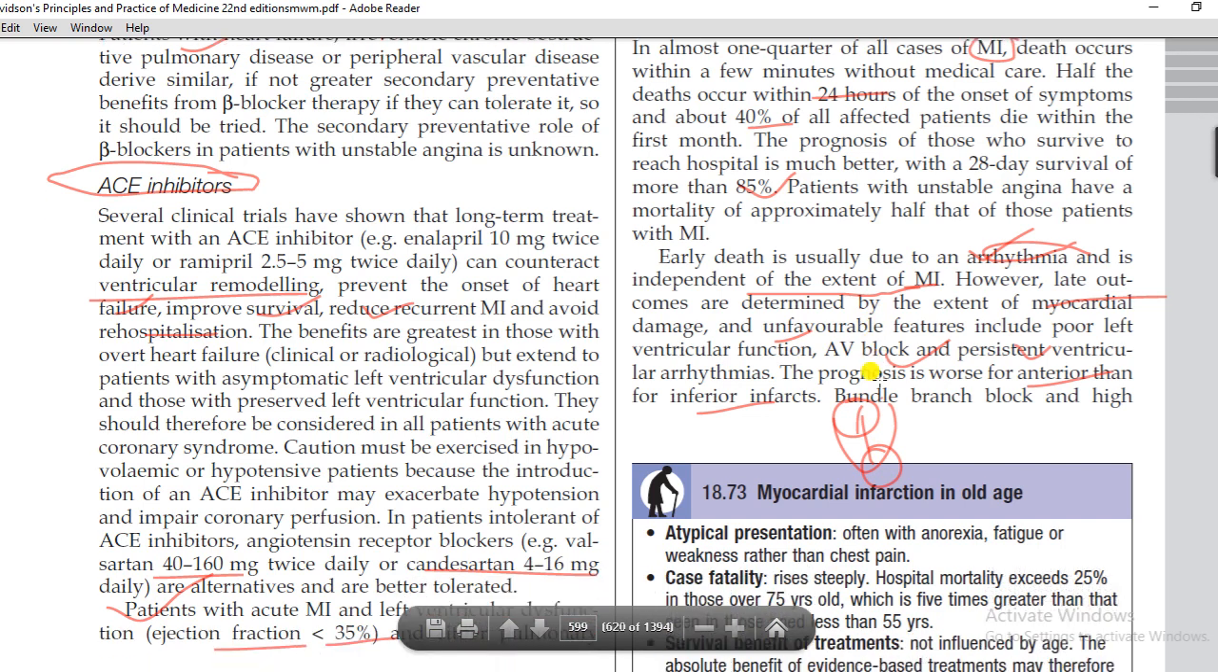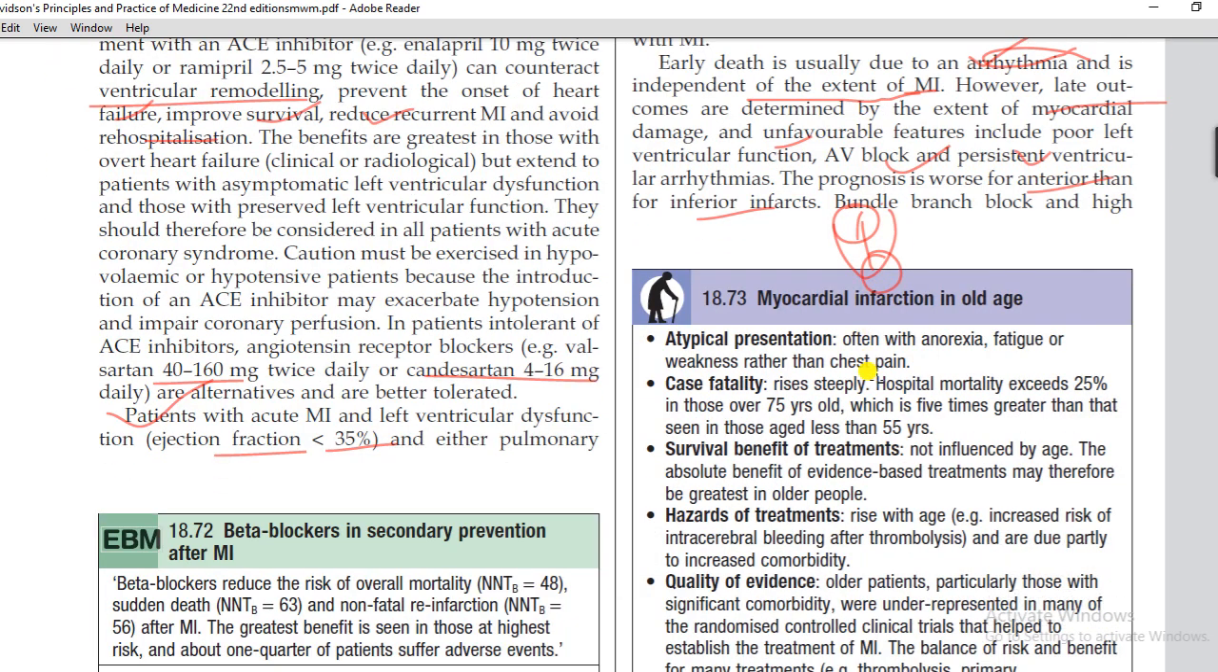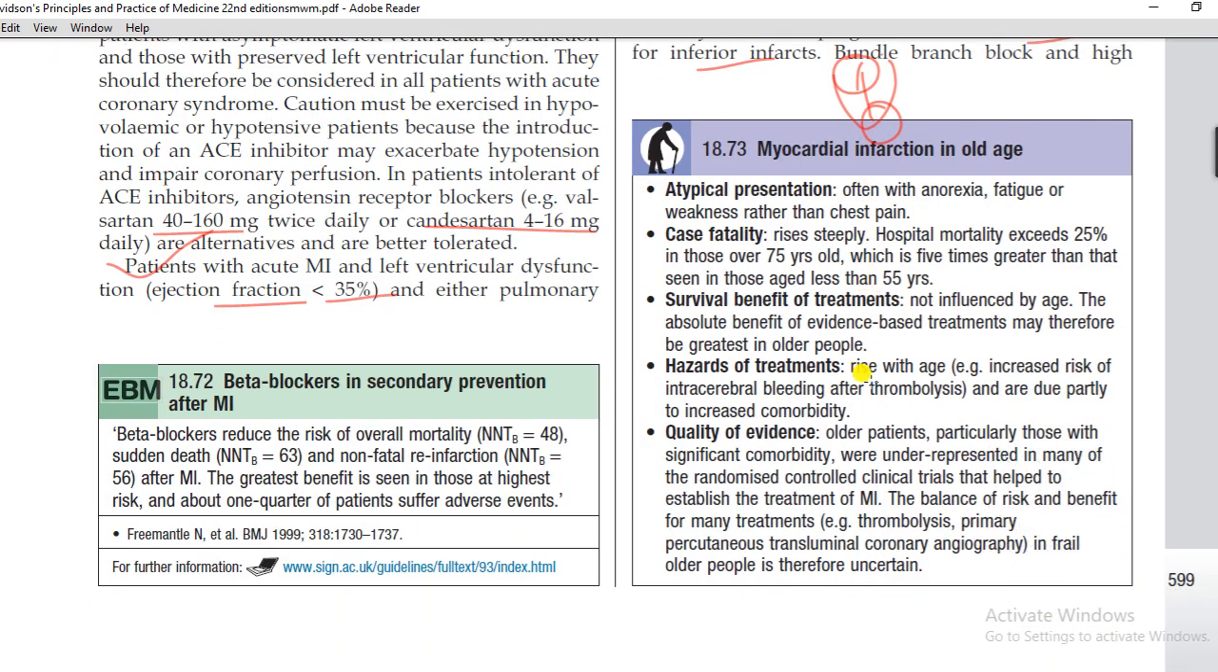Myocardial infarction in old age often presents with anorexia, fatigue, or weakness rather than chest pain, and case fatality rises steeply. Hospital mortality exceeds 25% in those over 75 years old, which is 5 times greater than that seen in those less than 55 years.